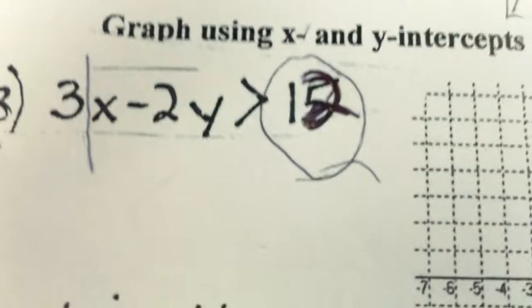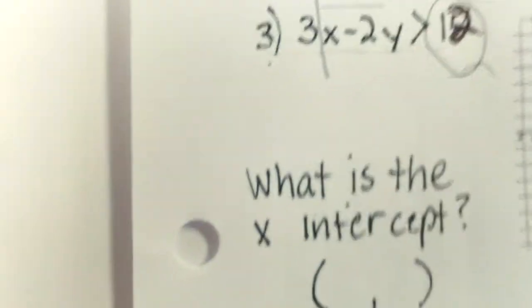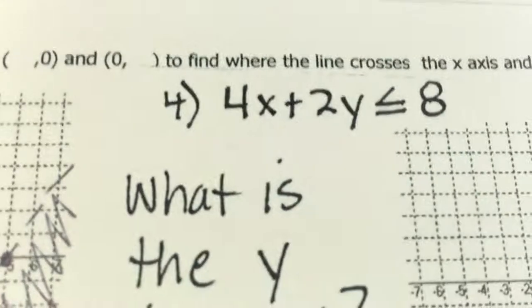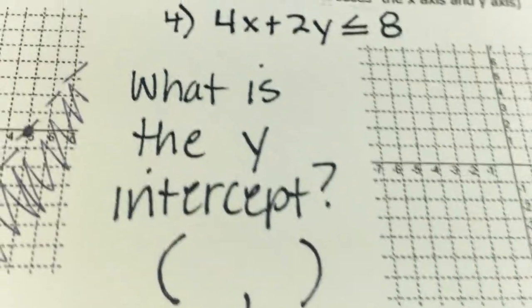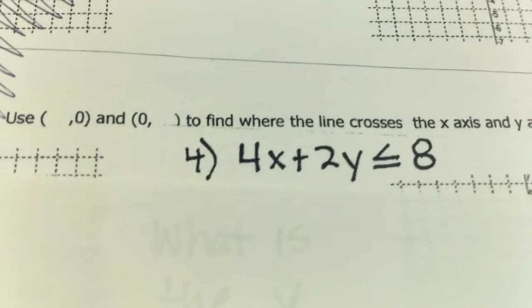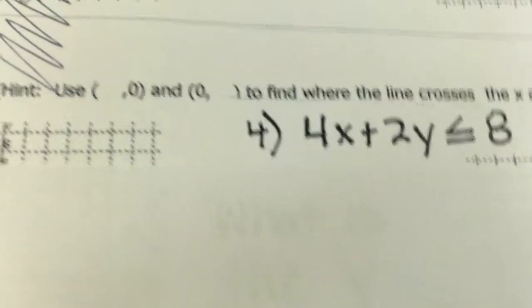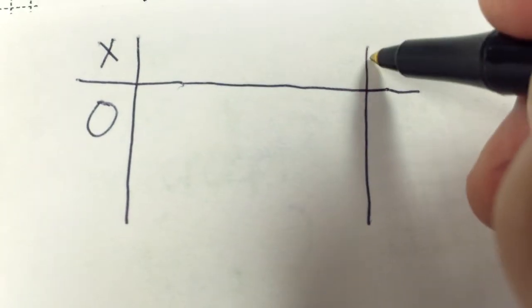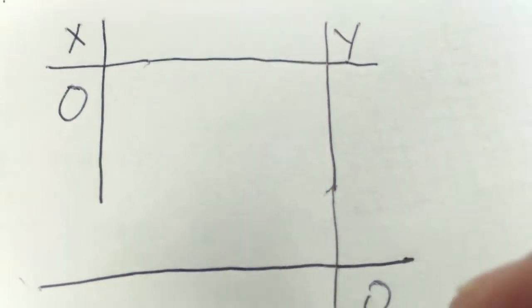And we're going to do another one here, number 4. 4x plus 2y is less than or equal to 8. It says, what is the y-intercept? And there's a place for an ordered pair. The directions are telling us to find the x and y intercept. So I'm going to go ahead and make a function table. I'm going to make x 0 so I can find my y-intercept, and then make y 0 so I can find my x-intercept.